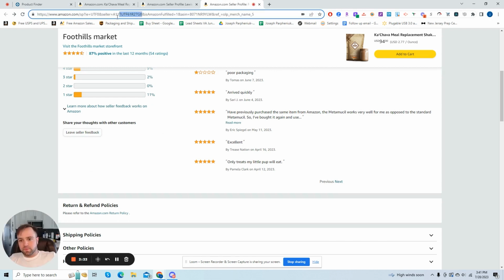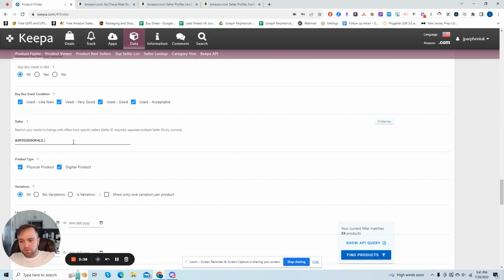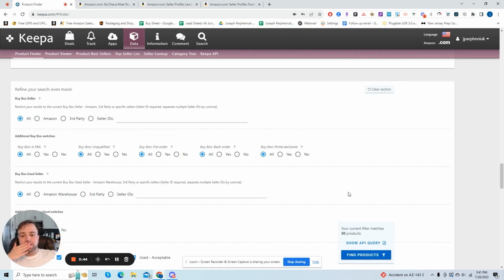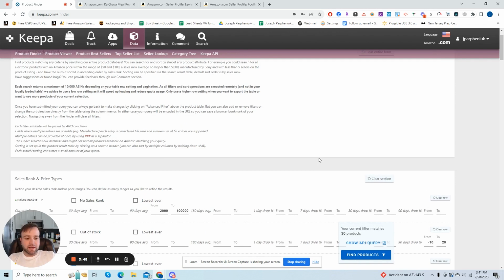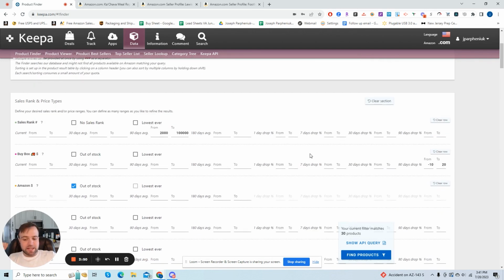So let's add in the other seller's ID. If you want to put in multiple, you just have to separate them by a comma. So now we have 2, and we have 30 products to go through, and that's all the products that meet our criteria here. So that is pretty solid. That you can get through pretty quickly.